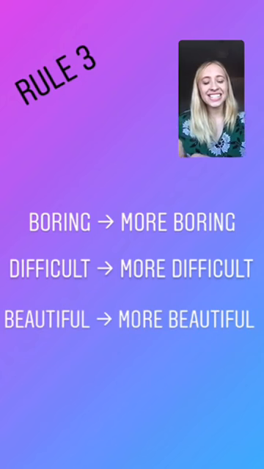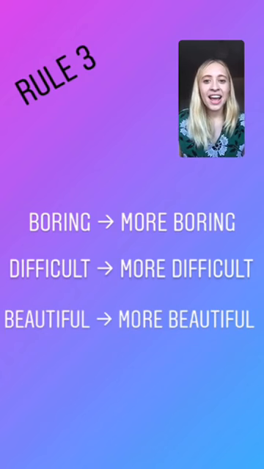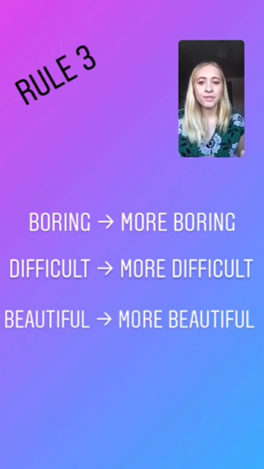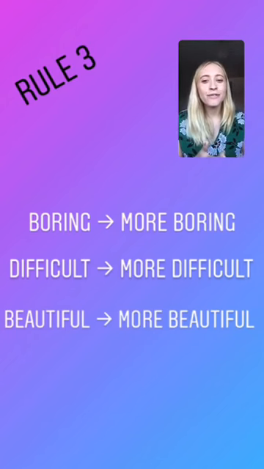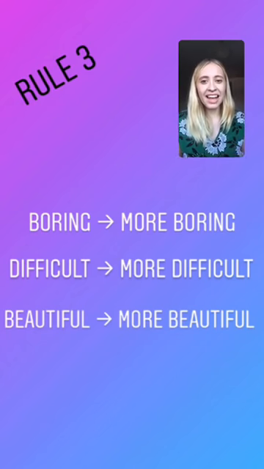So in a sentence, we could say that maths is more boring than English. For difficult, we could say science is more difficult than English. And for beautiful, we could say summer is more beautiful than winter. And that's it. That is rule 3.